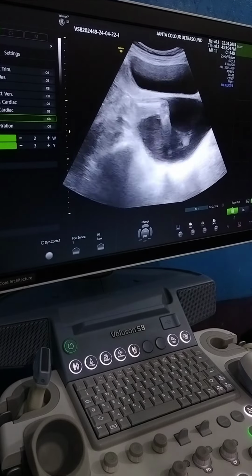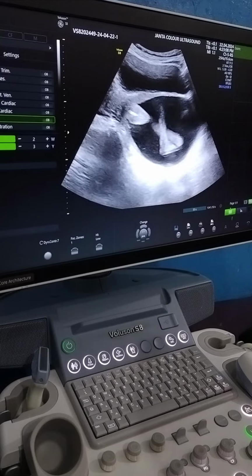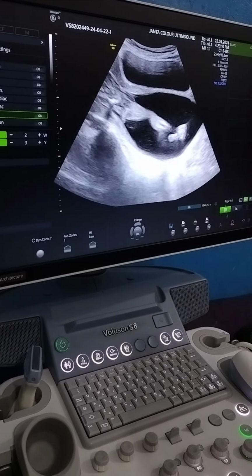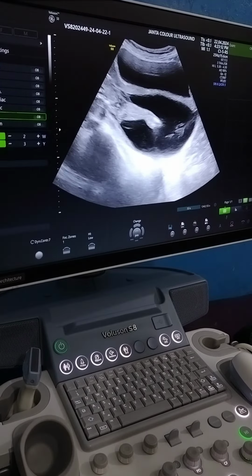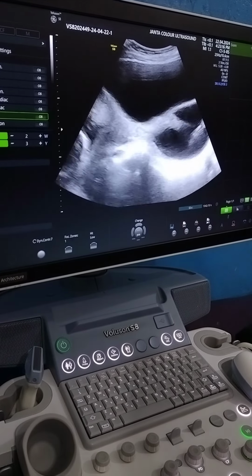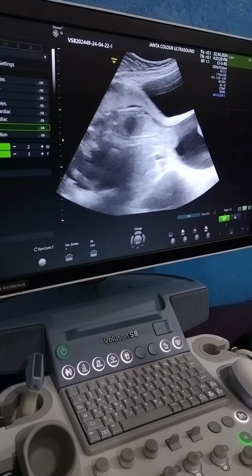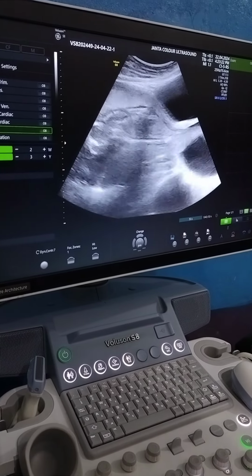And look, both legs of the fetus. Both legs of the fetus are noticed in this cervical canal. This is nothing but a single live pregnancy with leg prolapse. Okay, this lady needs immediate attention. Okay, thank you.